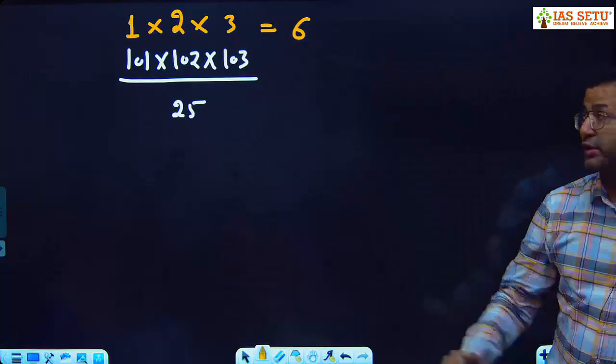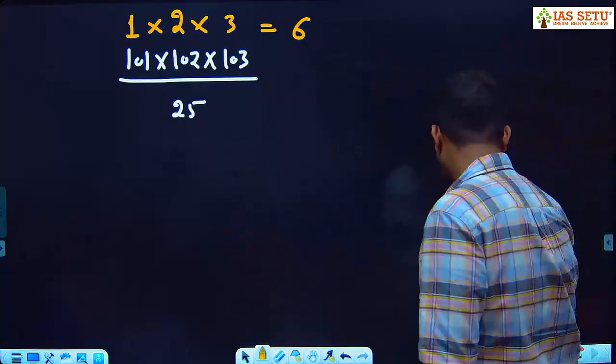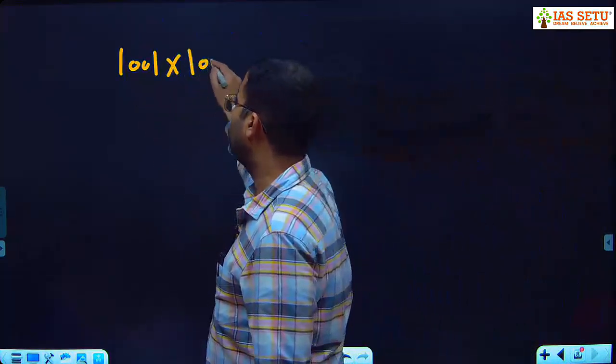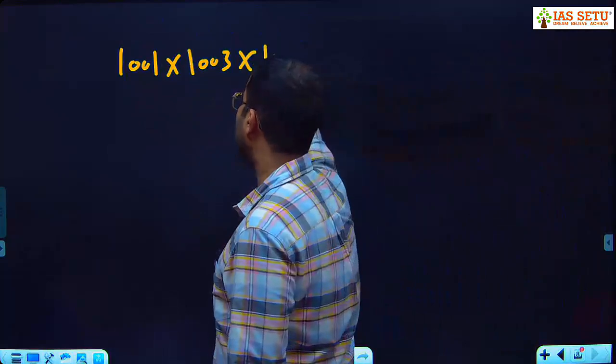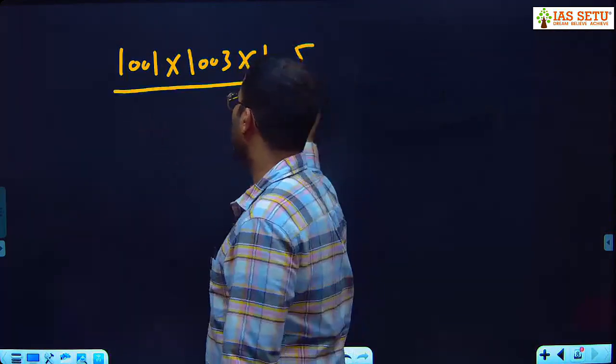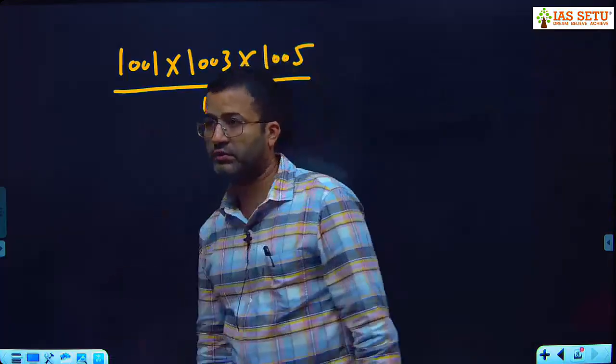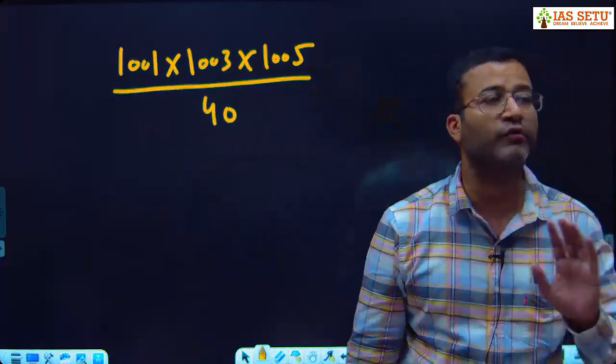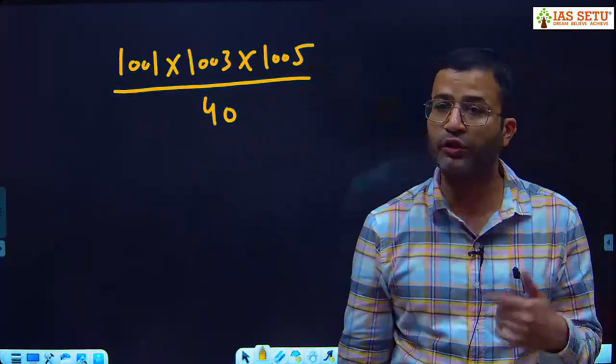Now, if you think that you can multiply, it's up to you. That is your fundamental right. You can try. 1001 into 1003 into 1005 divided by 40. What is our remainder? Since they are asking remainder, we are not looking for multiplication. We are looking for remainder.